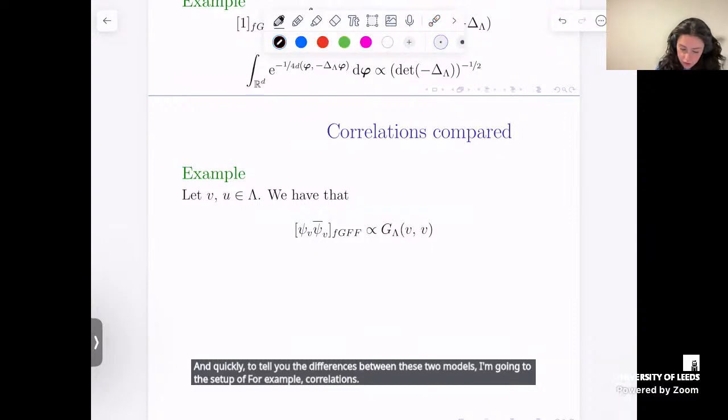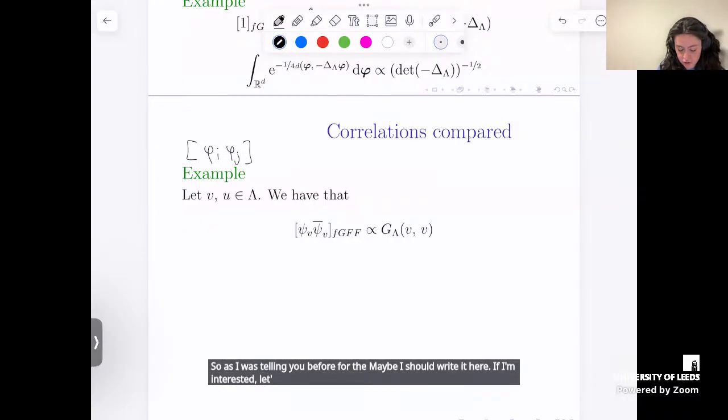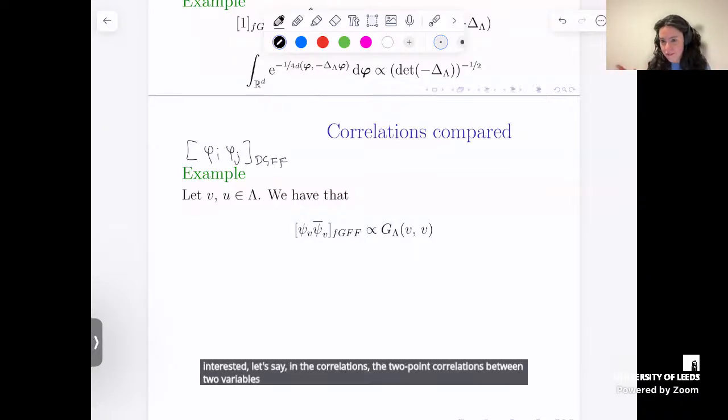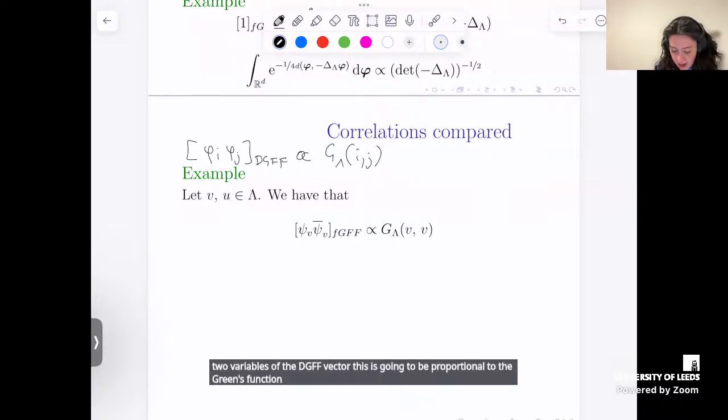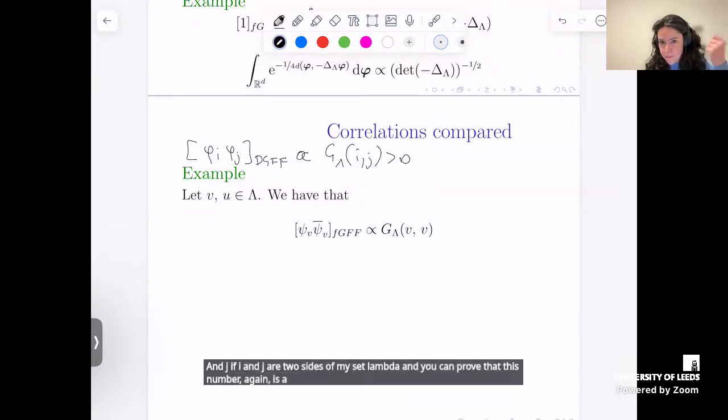So as I was telling you before, maybe I should write it here, if I'm interested, let's say, in the 2-point correlations between two variables of the DGFF vector, this is going to be proportional to the Green's function at sites i and j, if i and j are two sites of my set lambda, and you can prove that this number, again, is a positive number.